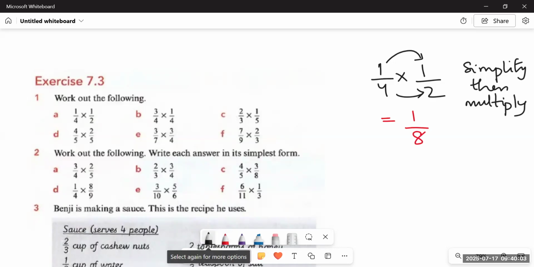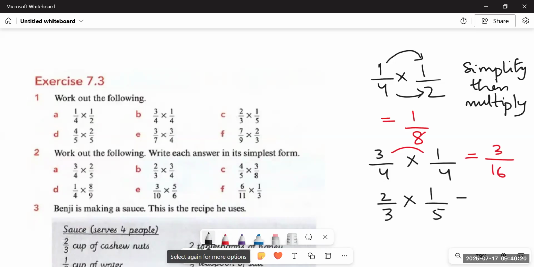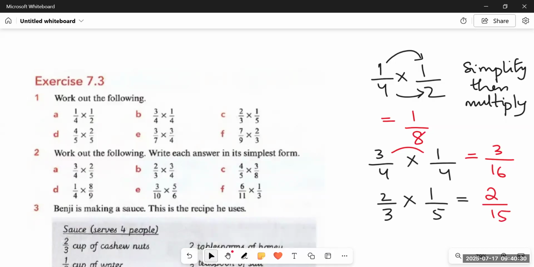Similarly, when we talk about part B, 3 upon 4 multiplied by 1 upon 4, we cannot again simplify. So the answer to this would be 3 ones are 3, 4 fours are 16. Then 2 upon 3 multiplied by 1 upon 5 is the same. Again, you can see that we cannot simplify 2 with 3 or 5. So 2 ones are 2, 3 fives are 15. This is how we have to solve these types of questions.